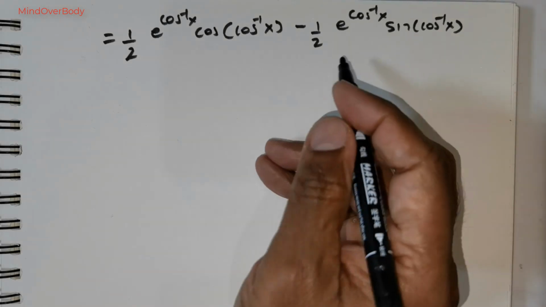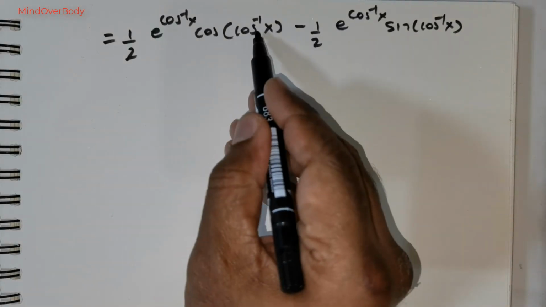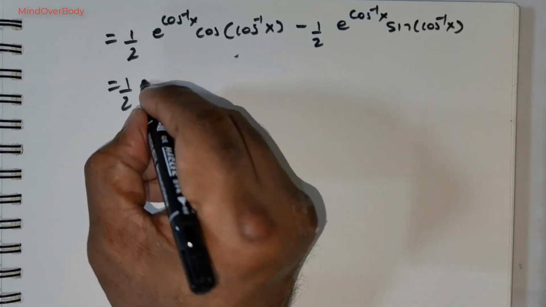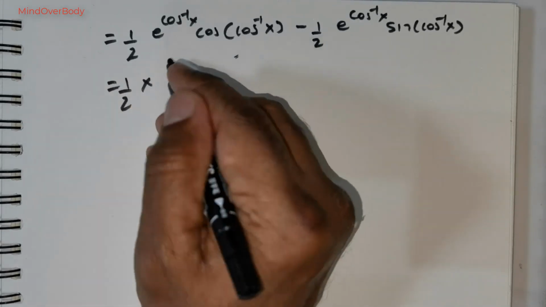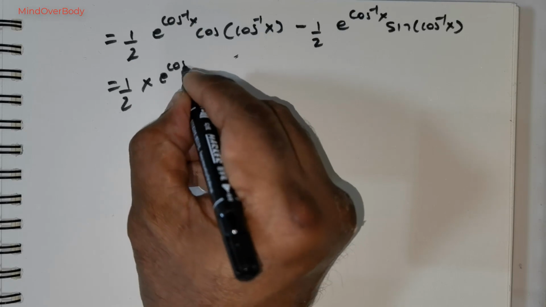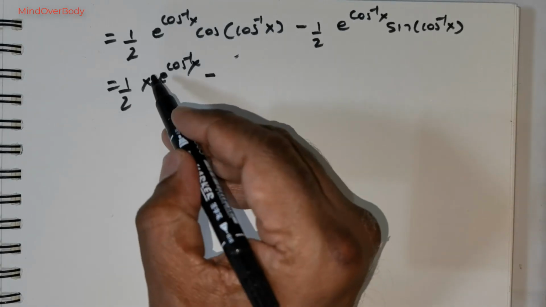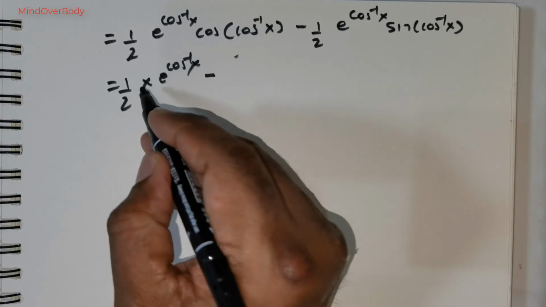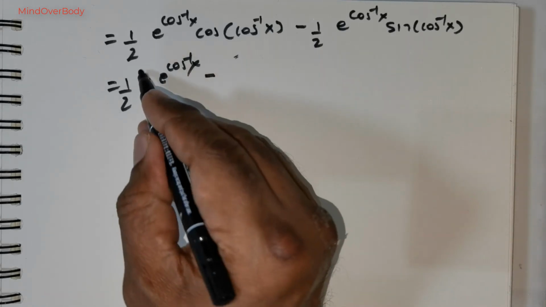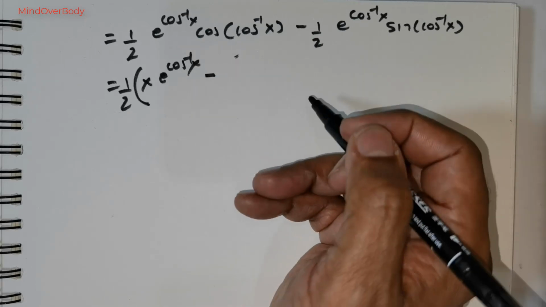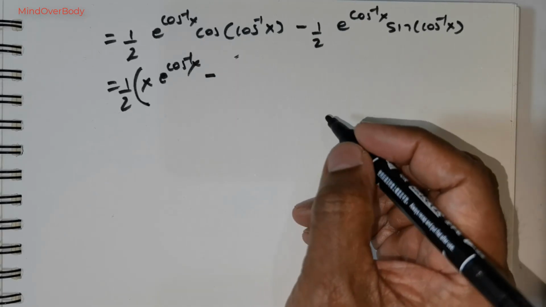Now I just want to perform some simplification. Cos of cos inverse of x would give me just x, so you can write that as x times e raised to the power of cos inverse of x, negative. Now actually you can take 1 over 2 out, because you have 1 over 2 in both terms. In fact you can also take e raised to the power of cos inverse of x out. So let me do it in the next step.